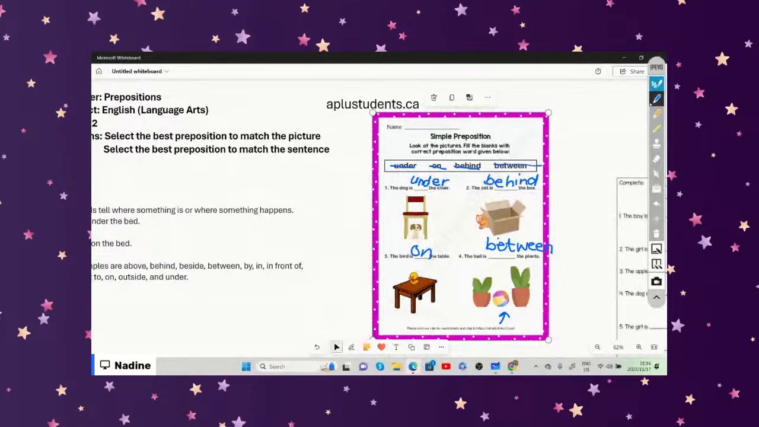So that is just an example activity that I thought we should do before we start with the official lessons, as we are going now to A plus students.ca.